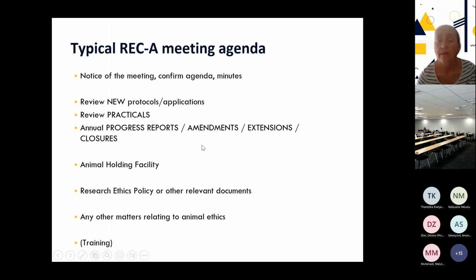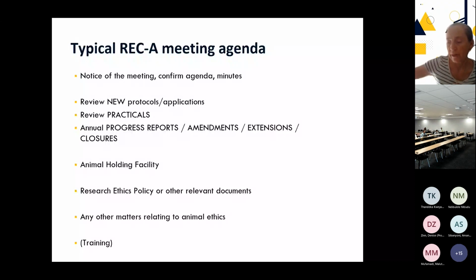Okay, the typical meeting agenda is we start with a notice of the meeting, we take minutes, we confirm the agenda. We look at new protocols or new applications. So a new master student wants to study the estuary here at Swartkops, for example, and the animal life or the bird life in that estuary. That will be a new protocol. We will only see the ethics form and some of the additional documents, but we're not seeing the full proposal. We focus on, is this humane? Is it going to damage the species? Is there any harm done to the environment? We look at those factors.